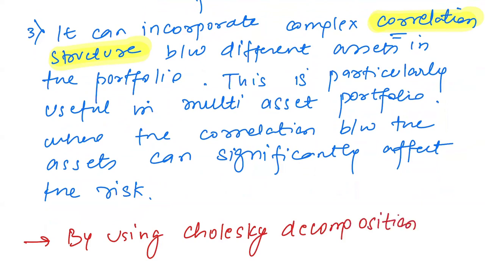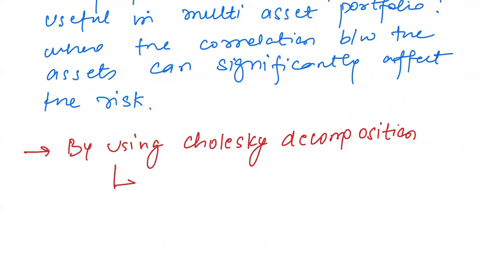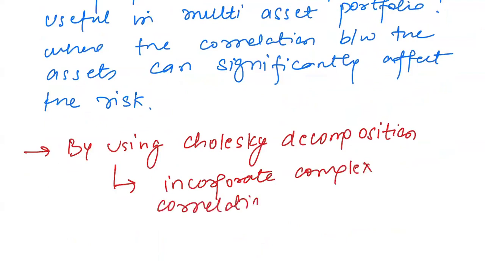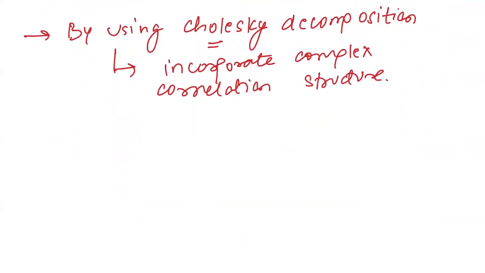By using Cholesky decomposition, it can incorporate complex correlation structure. Okay. So I'll be walking you through how to use Cholesky decomposition to calculate the correlation between the assets. So don't worry.